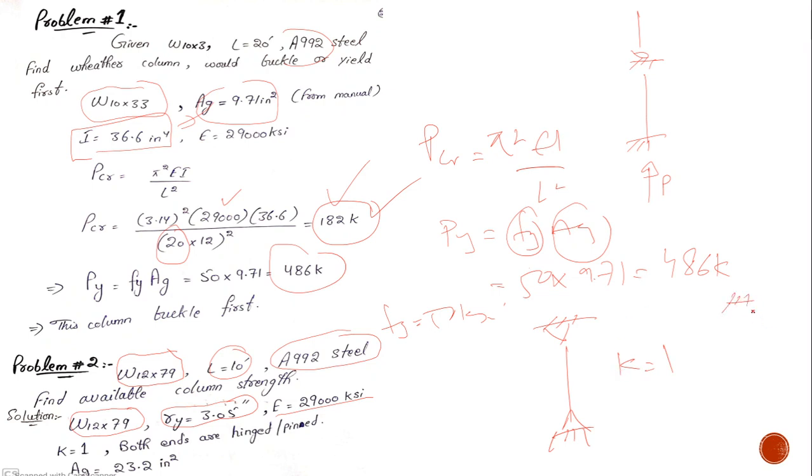Sometimes one side is hinged and the other is fixed, and the K value is about 0.7. It can be found from the table. I'll tell you where in the book the table is, but you can go to the Segui book and find that table. The gross area is again from the manual, W12 into 79. So I have to find the strength of a column.